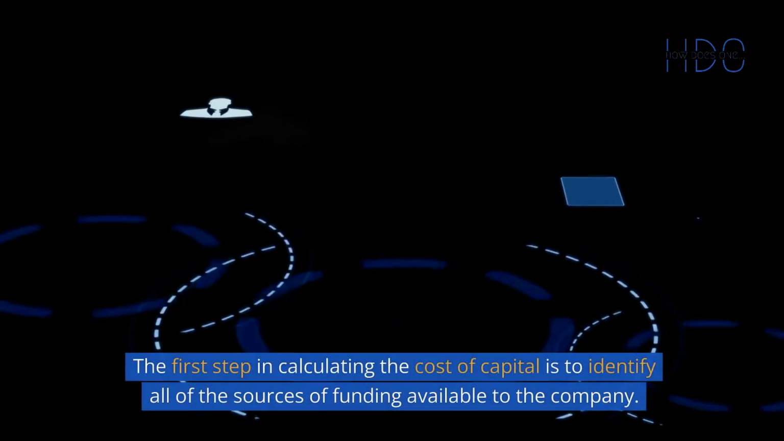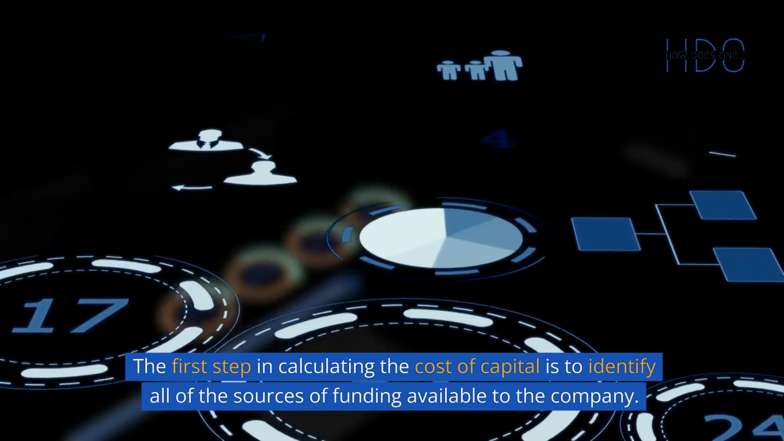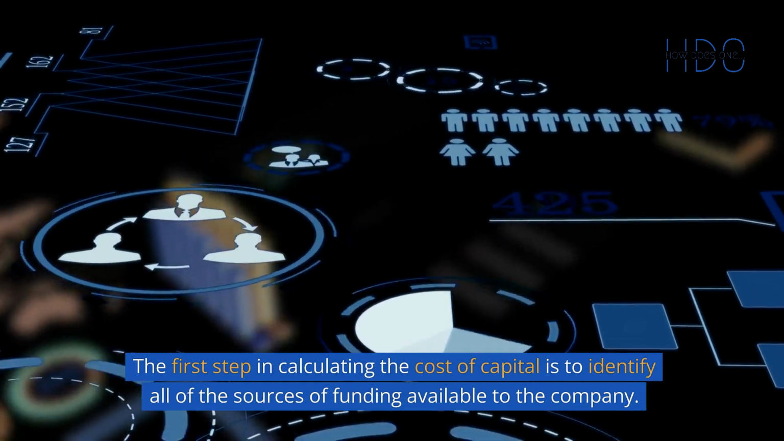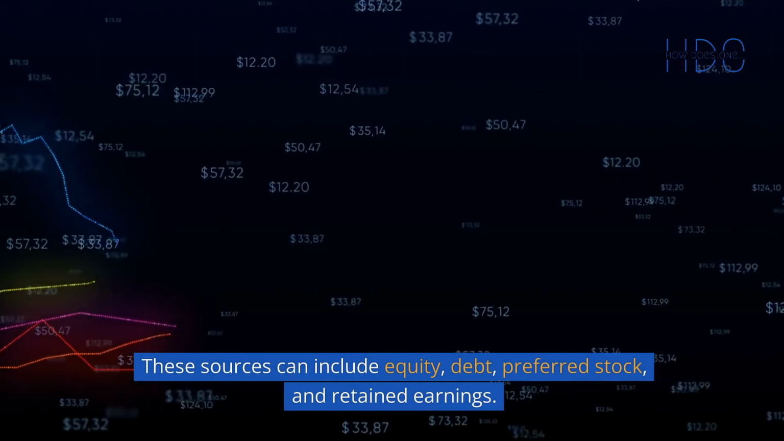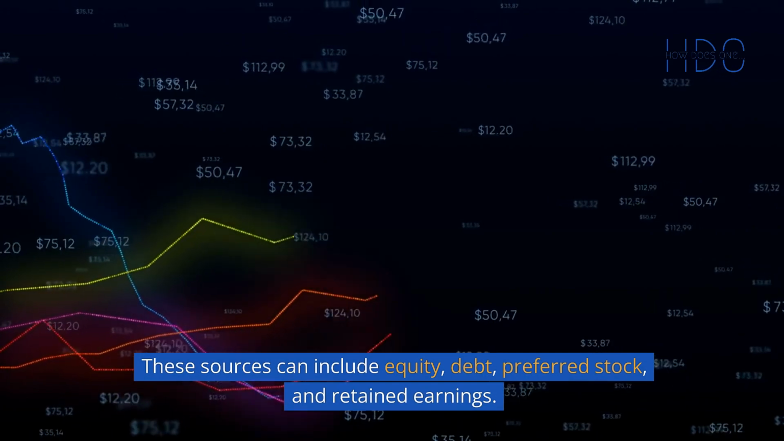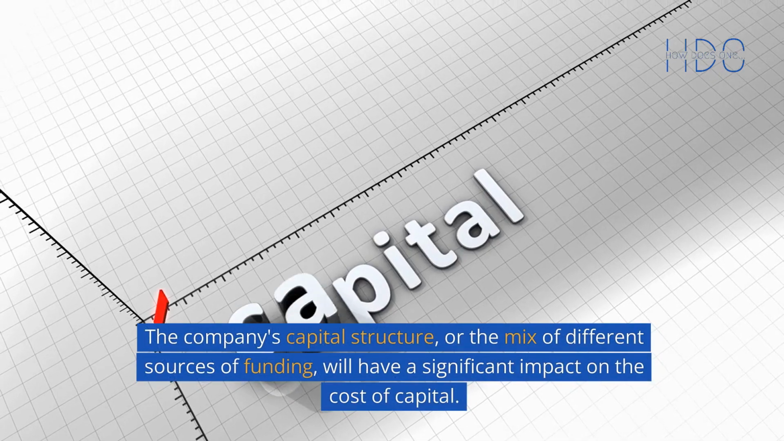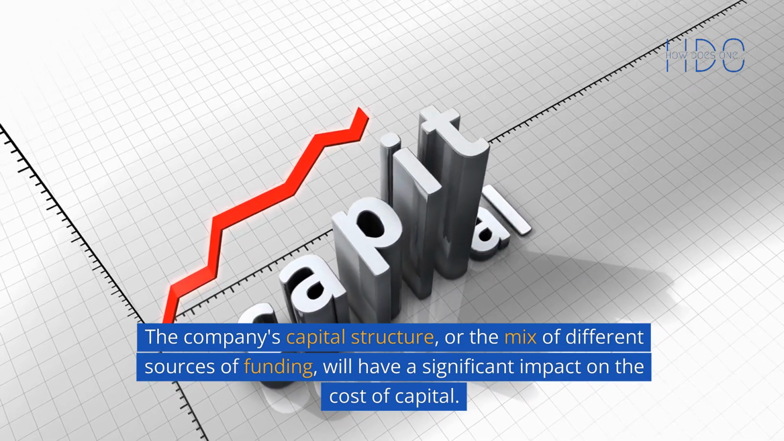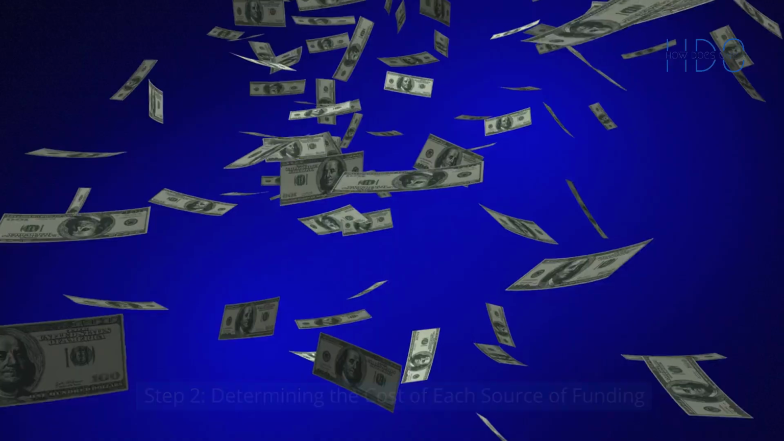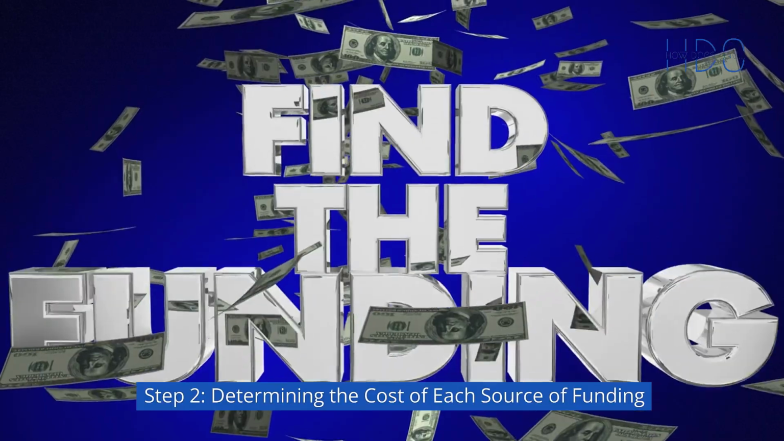The first step in calculating the cost of capital is to identify all of the sources of funding available to the company. These sources can include equity, debt, preferred stock, and retained earnings. The company's capital structure, or the mix of different sources of funding, will have a significant impact on the cost of capital. Step 2. Determining the cost of each source of funding.